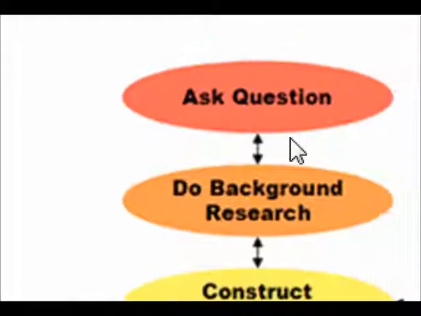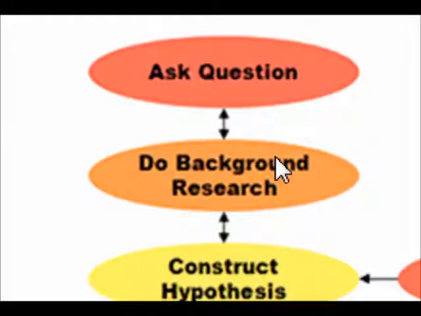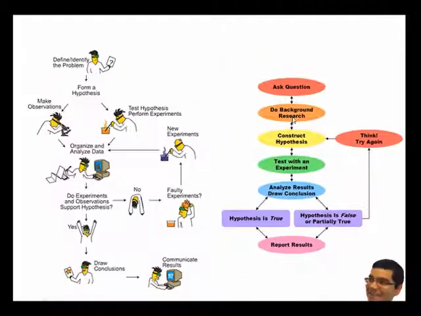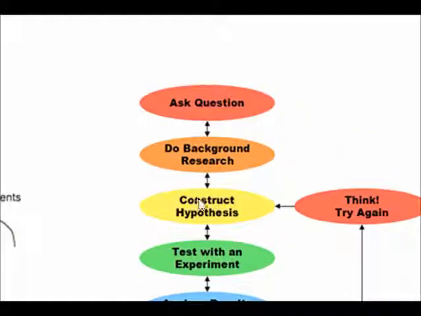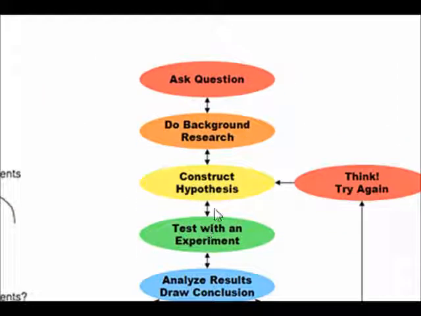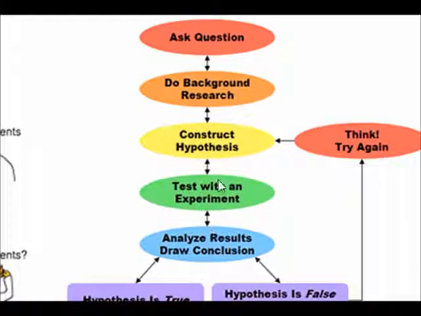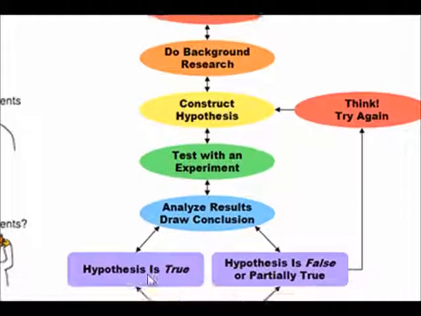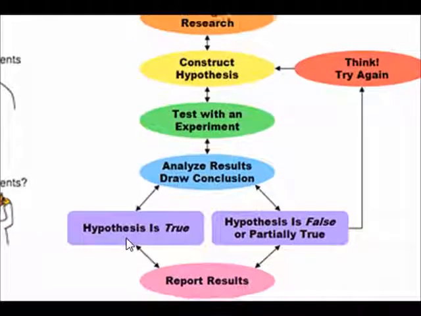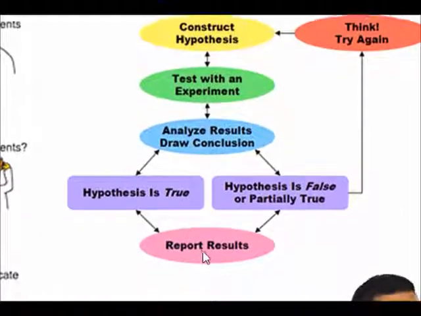Now this diagram right here is sort of the same idea. The only difference that the other one is missing, notice that this one we're doing a bit of background research. Again, why? Because the question you're asking might have been answered by someone else out there, so what's the point of reinventing the wheel? Then again, you might be that kind of person who likes to reinvent wheels. No problem. So you construct a hypothesis, you test it with an experiment, you analyze your results. Is your hypothesis true? Then good on you, you can report your results.